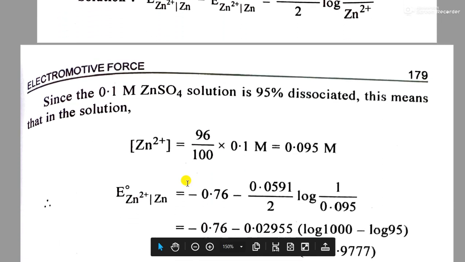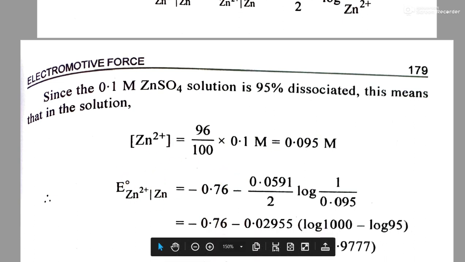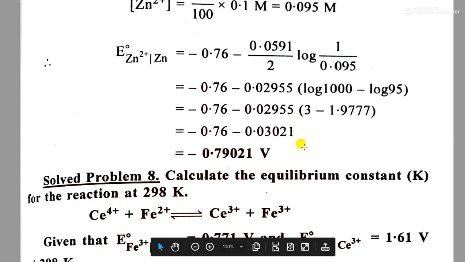So this is the concentration of zinc ions, 96 by 100 into 0.1 molar, and this is the molarity of the zinc ions. You have to substitute the value in the Nernst equation and you get the E of the cell as minus 0.79021 volt.